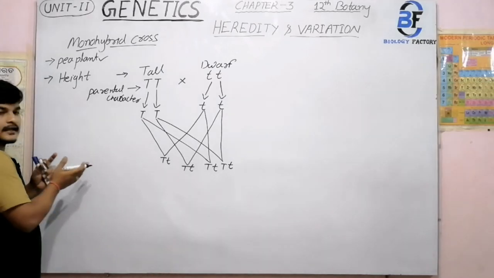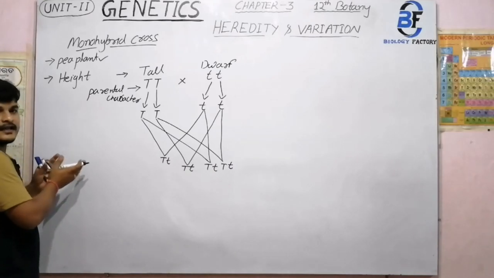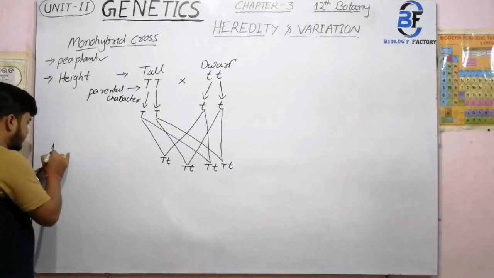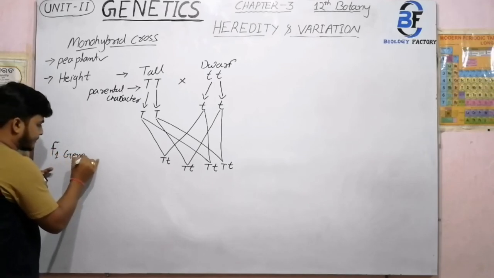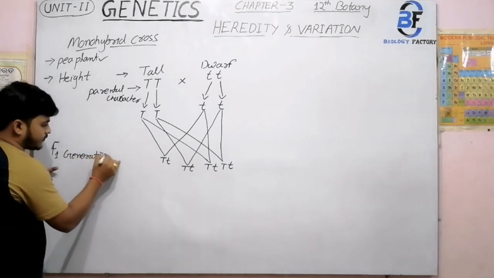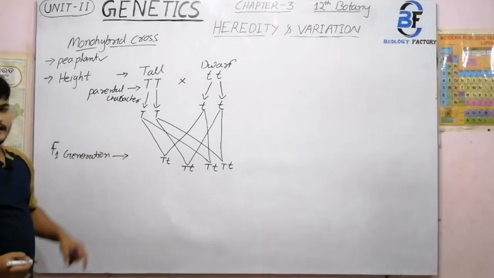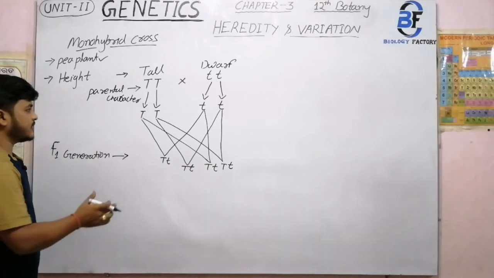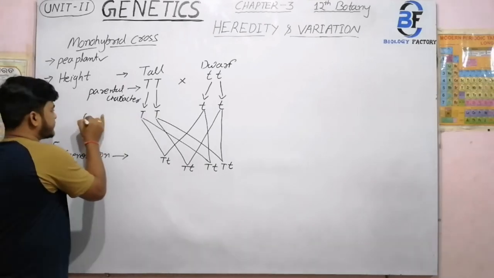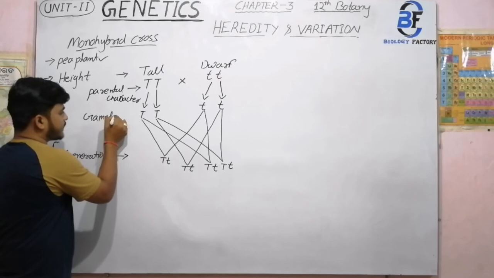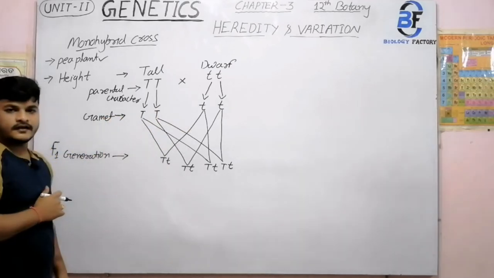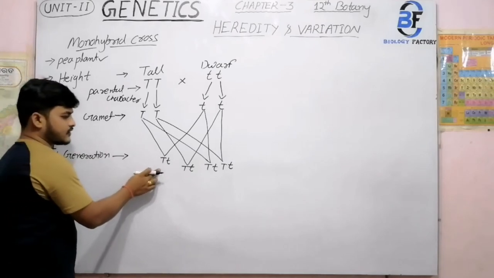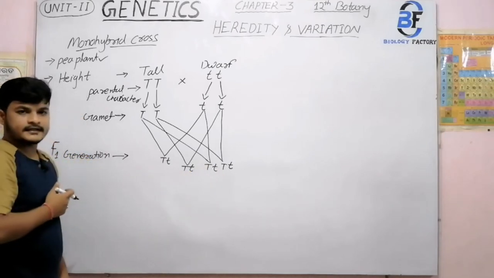When Mendel looked at all these plants, he called them the first filial generation, that means the F1 generation. When the gametes are crossed, the first filial generation is formed, and the resultant is that all are the same.